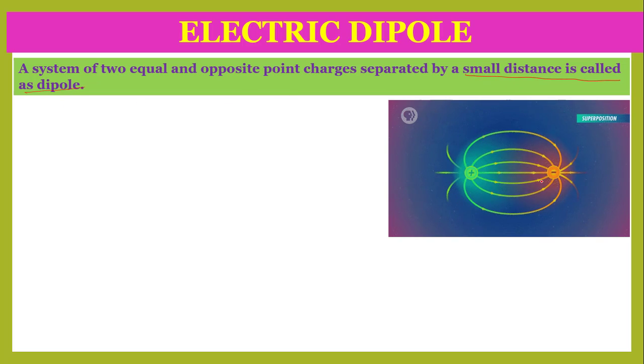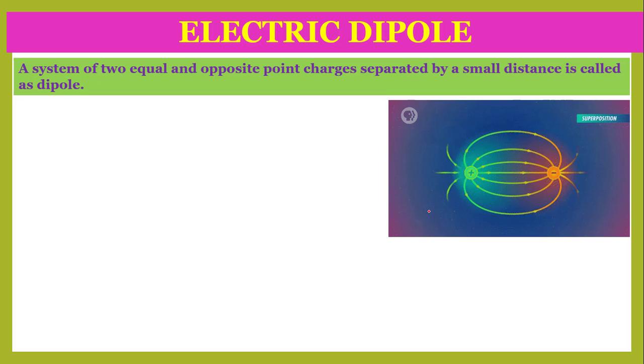So here we can see there are two charges. This is plus Q charge and this is minus Q charge. Both have equal magnitude and they are separated by a very small distance. This kind of system constitutes an electric dipole.